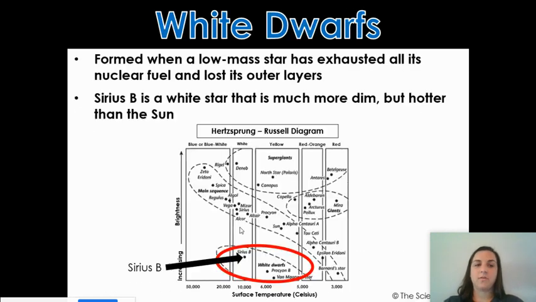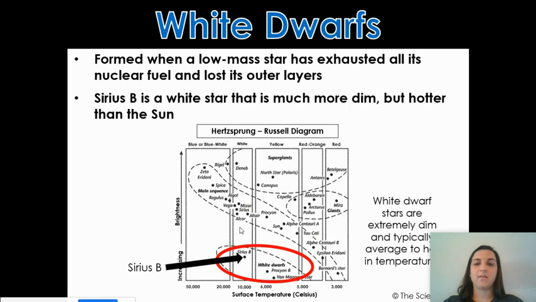You have your white dwarfs. White dwarfs are formed when a low mass star has exhausted all of its nuclear fuel and lost its outer layers. So a low mass star, once it becomes a giant, is probably going to end up being a white dwarf, which means it's not very bright. It's starting to kind of die out. Okay, the layers have gone away, so it's not producing as much energy as it has.